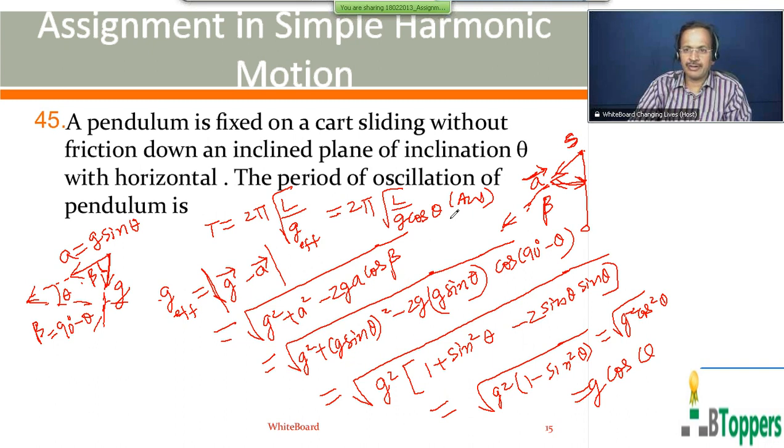G effective is the value of acceleration due to gravity, or the acceleration of a freely falling body, with respect to the observer in the cart, moving along with the cart.